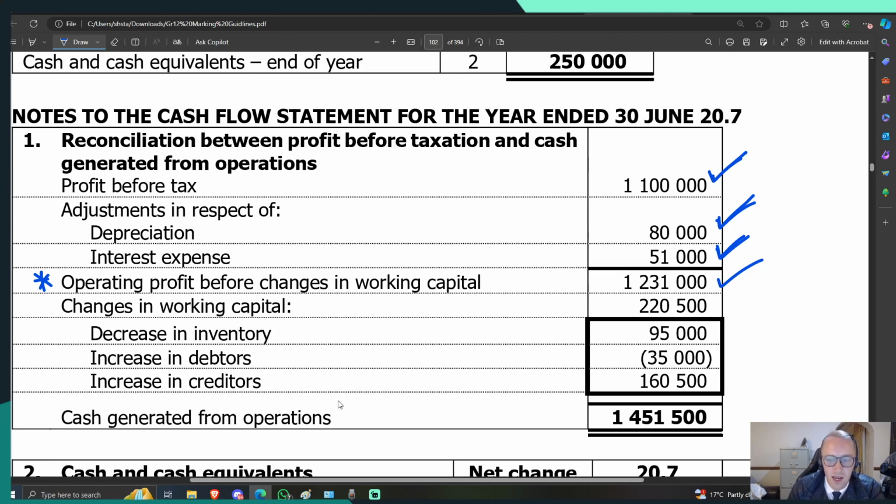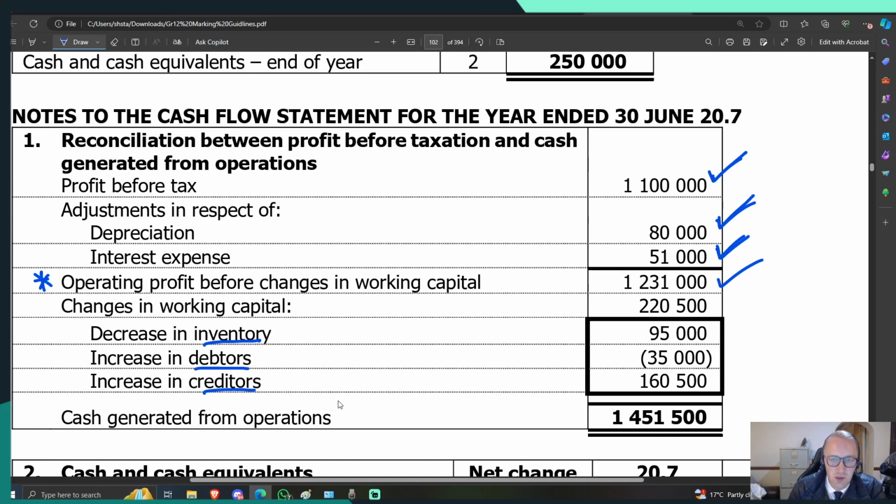Now we need to add or subtract our changes in working capital. And working capital is inventory, debtors, and creditors. But remember, instead of debtors, it's trade and other receivables. Instead of creditors, we should say trade and other payables. So let's start with the inventory thing.